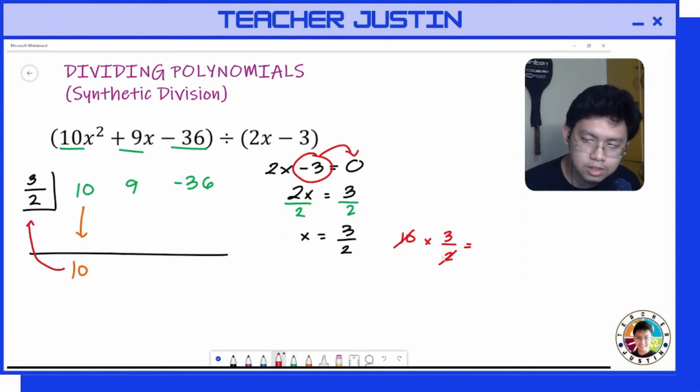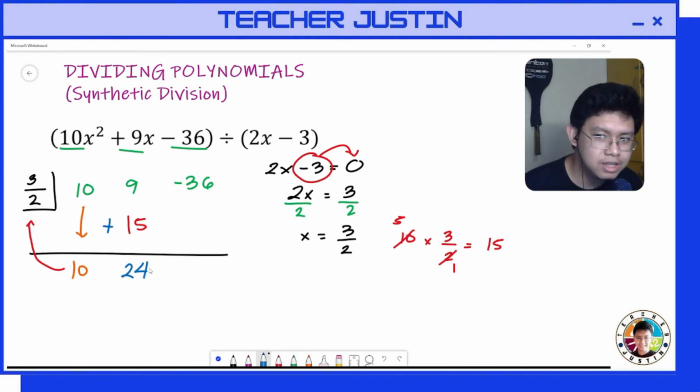That will give us 5 and 1. So 5 times 3, that is 15. So their product is 15. And let's place it here, 15. Then let's add our terms 9 and 15. So 9 plus 15, that is 24. So we have here 24.